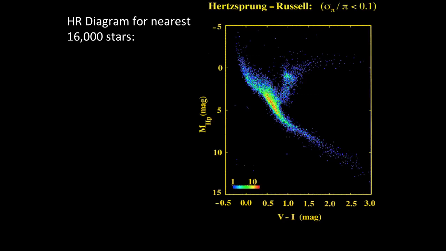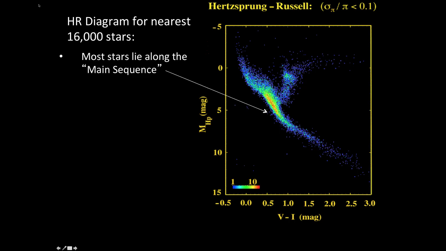We're going to start off with a very brief recap of the Hertzsprung-Russell diagram. As illustration, here is the HR diagram for the nearest 16,000 stars. Here we've got absolute magnitude versus the color of the star, and you can see that most stars lie along what is known as the main sequence, which is a simple relationship between temperature and luminosity that goes from high temperature, high luminosity down to low temperature, low luminosity.